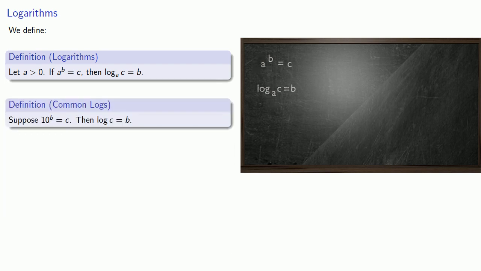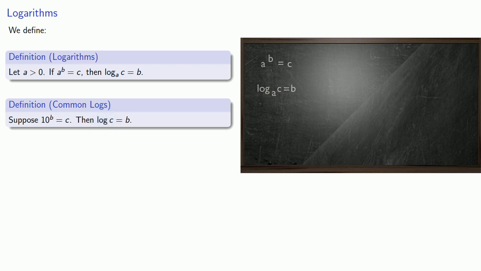First of all, if that base is 10, we obtain what are called common logs. So if 10 to the power b is equal to c, then log c is equal to b. And the thing to notice here is that we're not specifying that base of 10. Common logs aren't actually that important.